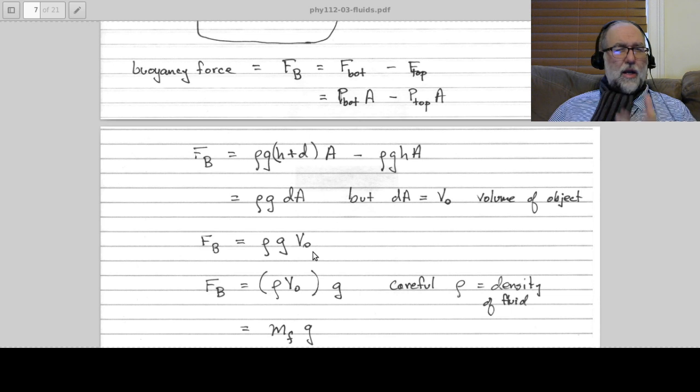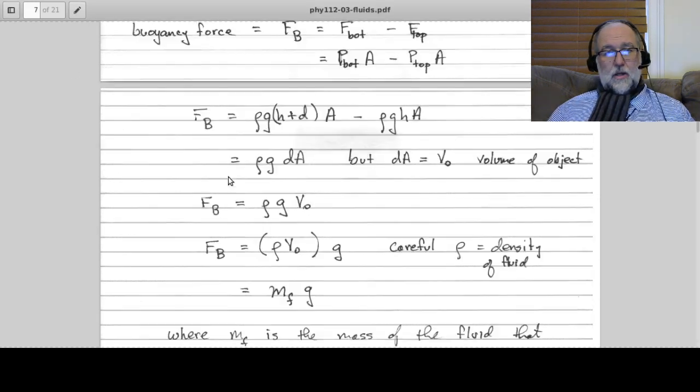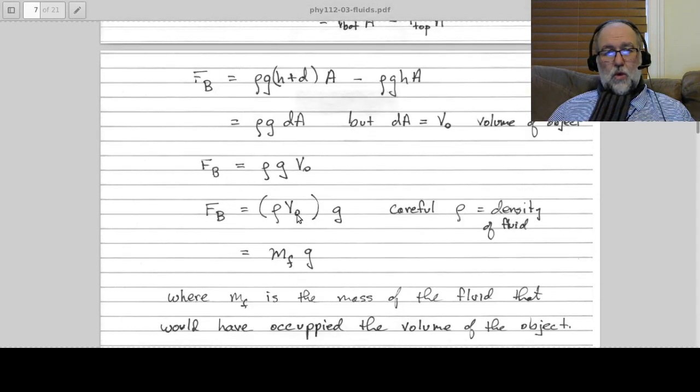And now you say, well, that isn't quite Archimedes' principle, because Archimedes' principle was in terms of the weight of the displaced fluid. But then you realize that if I take the density of the fluid and multiply it by the volume of the fluid that's displaced, which is the same as the volume of the object, because it's the object that's displacing the fluid, like this. So I just put the rho and the V_O together. Rho times the volume of the object, that is the mass of the fluid displaced.